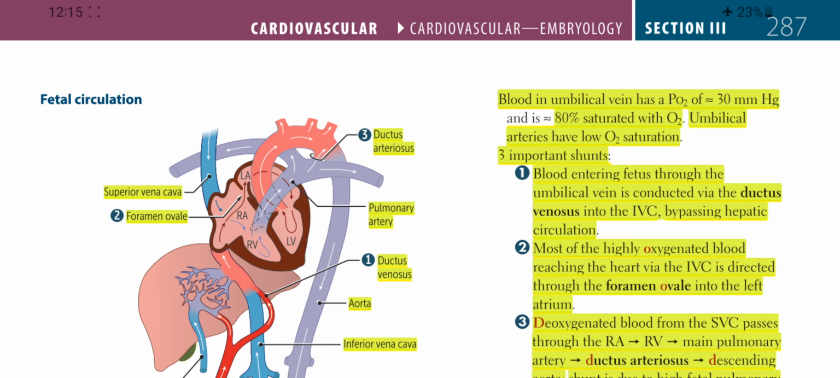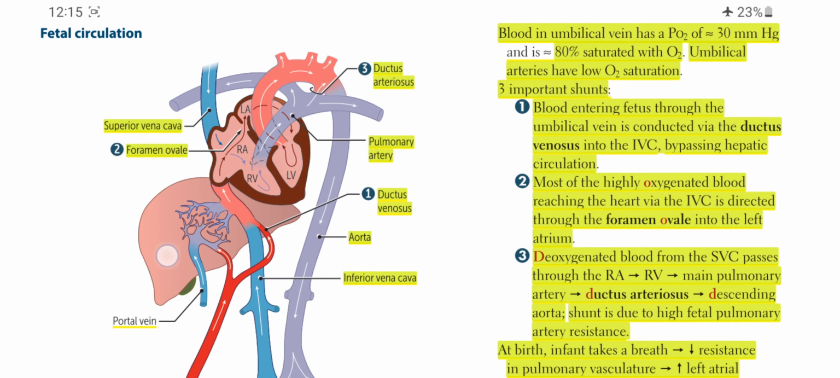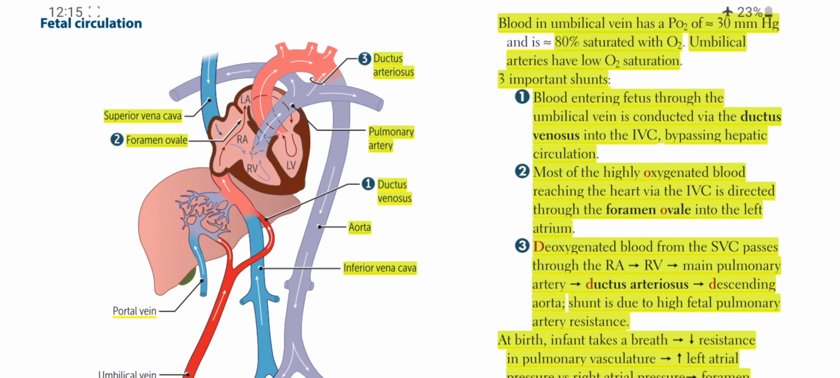Most of the highly oxygenated blood reaching the heart via the inferior vena cava is directed through the foramen ovale into the left atrium. Then the third point is deoxygenated blood from the superior vena cava passes to the right atria, then into the right ventricle, then into the main pulmonary artery. From there, through the ductus arteriosus that would shunt it into the descending aorta. Shunt is due to high fetal pulmonary artery resistance.